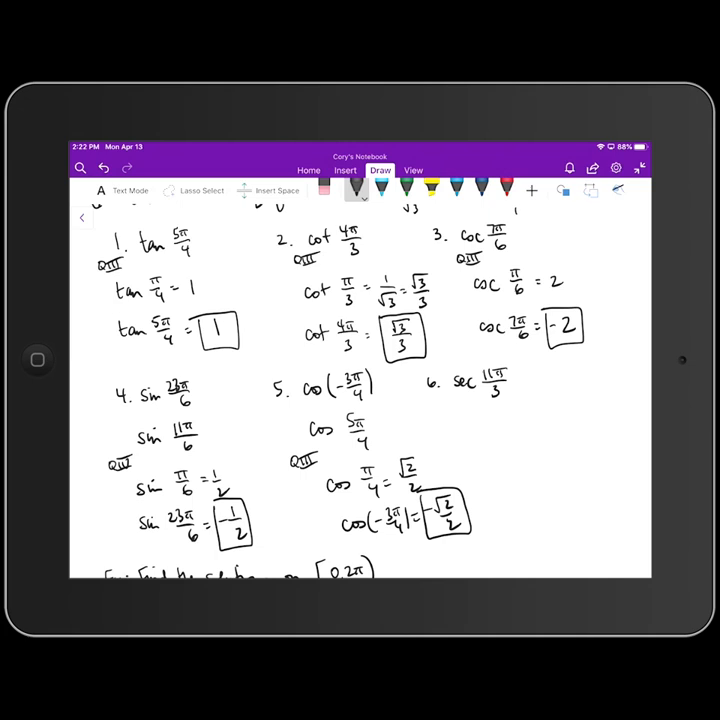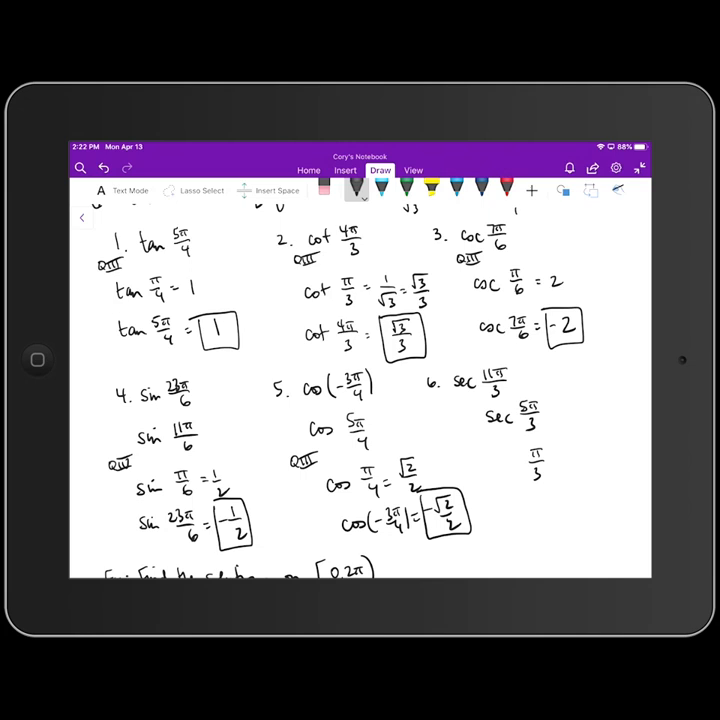Okay, lastly, the secant of 11 pi over 3. Again, 11 pi over 3 is not between 0 and 2 pi. So I'm going to subtract 2 pi, which is like subtracting 6 pi over 3. So 11 pi over 3 minus 6 pi over 3 is 5 pi over 3. Our reference angle is pi over 3.